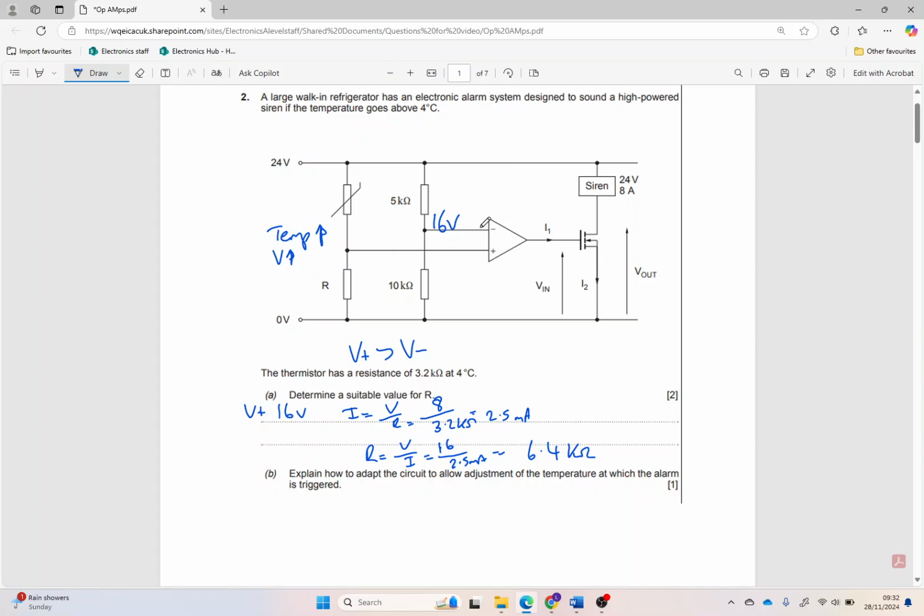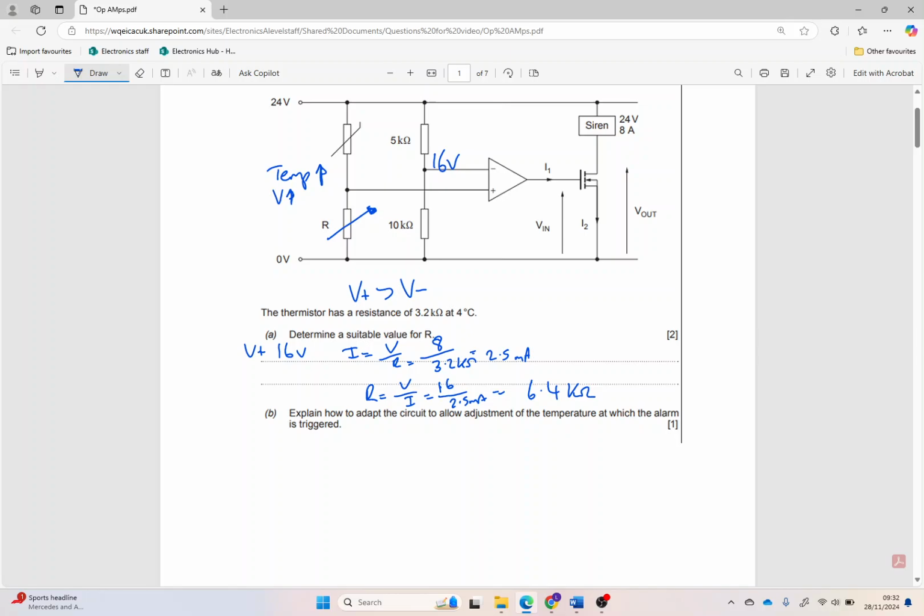Explain how we can make an adjustment to the temperature at which the alarm is triggered. Well, there are two things that we could do. The simplest one in the circuit is just to make that a variable resistor. What I could also do is alter the reference voltage here by altering one of those resistors or putting a potentiometer in there, but it's obviously a lot more difficult for me to change.